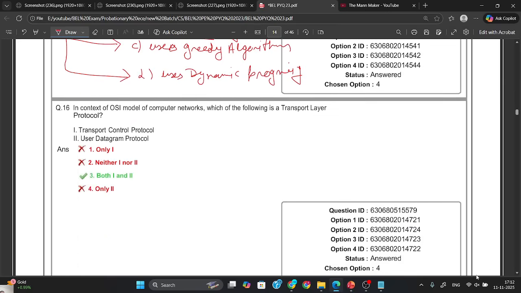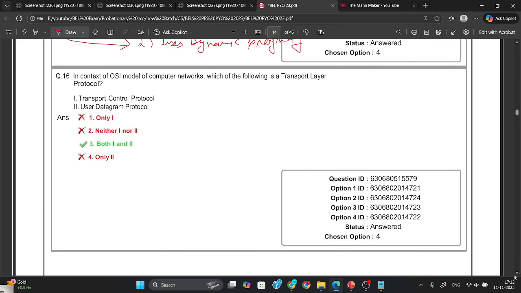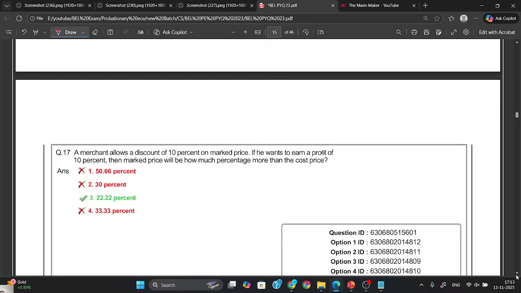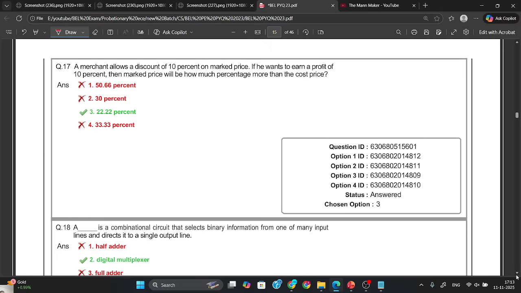Now the next one is in context of the OSI model of computer network, which of the following is a transport layer protocol? First one is transmission control protocol, user datagram protocol, both are related to the transport layer, so both options are correct only. Now the next one is: a merchant allows a discount of 10% of the marked price. This is related to general aptitude.